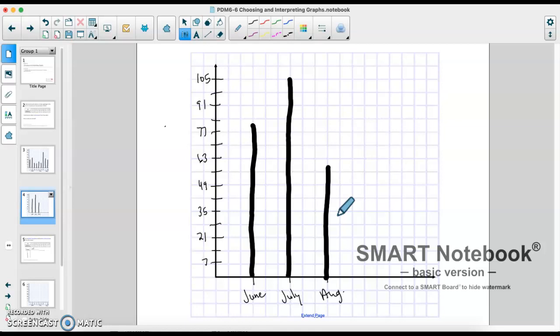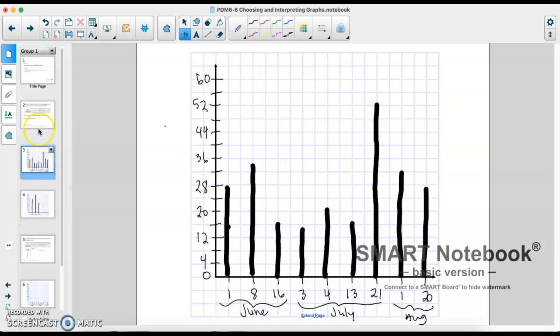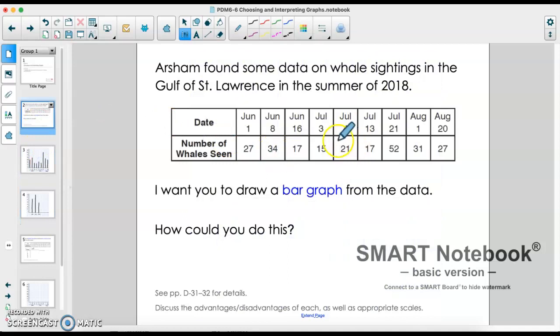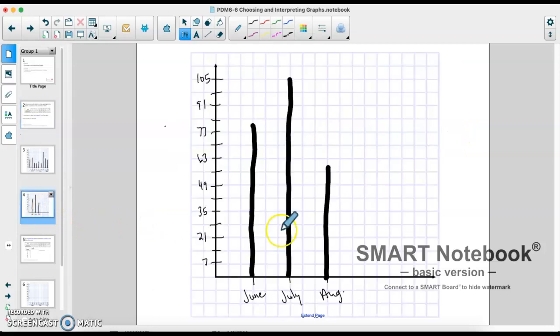Drawing a bar for each month, which is on this graph, might make it appear that whales are more likely to be seen in July than in August, because here's 105 down to 58. However, if we look at our data set, one of the things that we noticed is that there were 4 entries for the month of July and only 2 for August. So if we had 4 sightings in August, it might be that we saw way more than 105. I don't know.